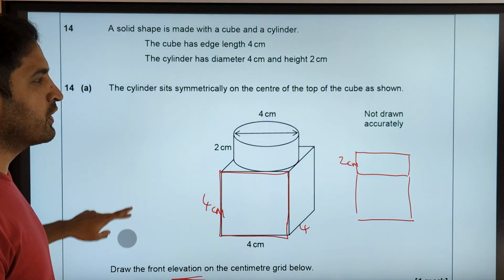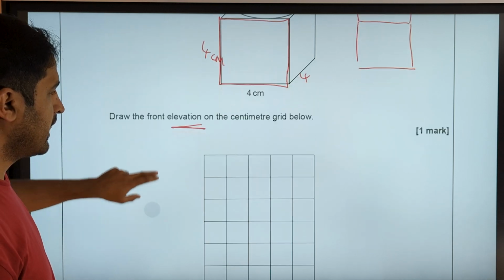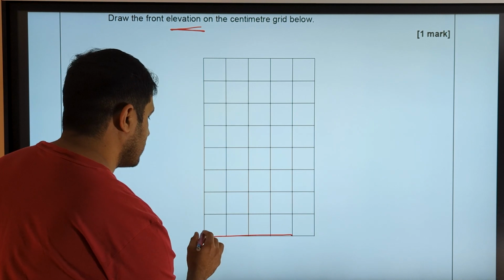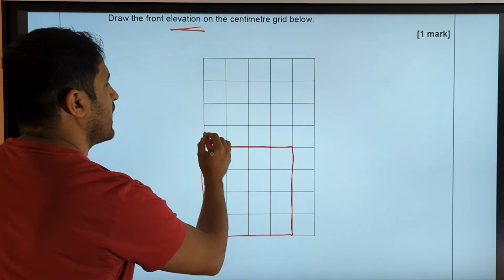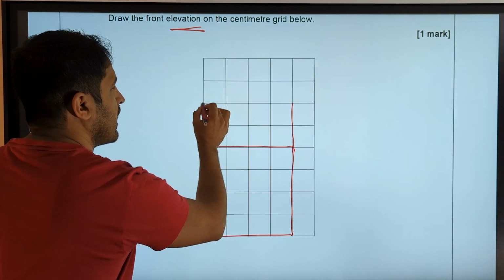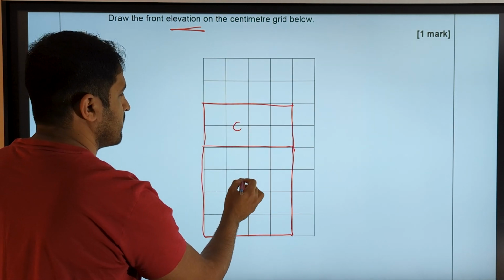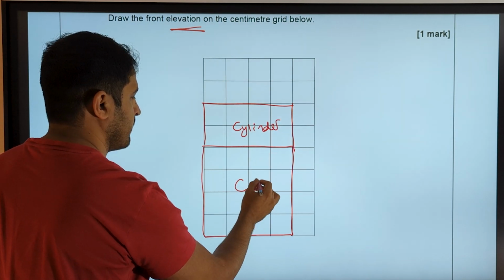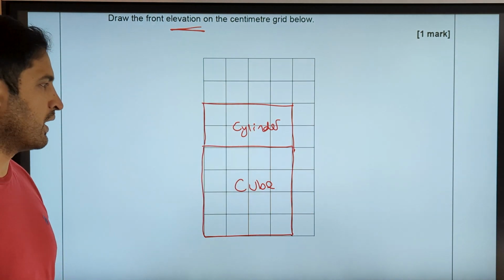If I have to draw it on the centimeter by centimeter grid, I'll use that grid. I'm going 4 centimeters across and 4 centimeters up, so that's my cube done. And then for the cylinder, I'm going 2 centimeters in height, and that's 4 centimeters wide. So that's my cylinder there, and that's my cube. And that's the front elevation. This is what it would look like from the front.